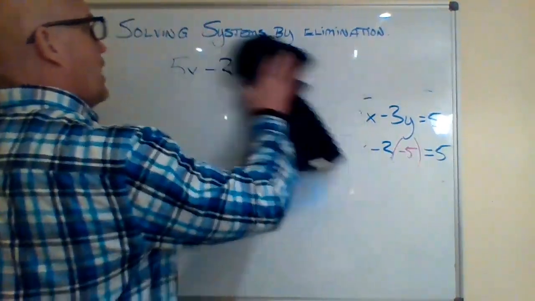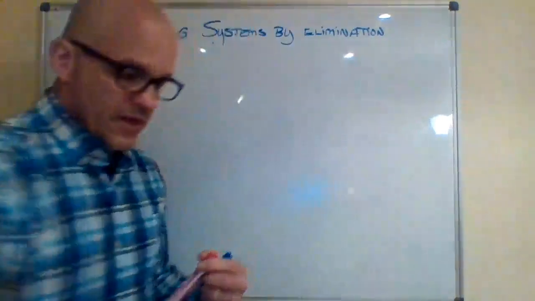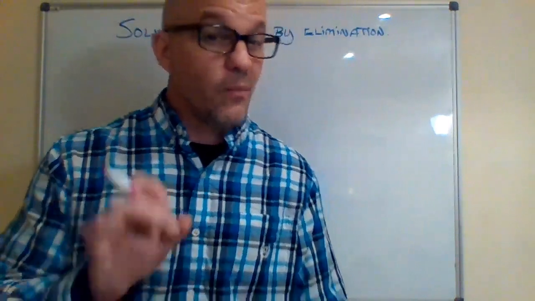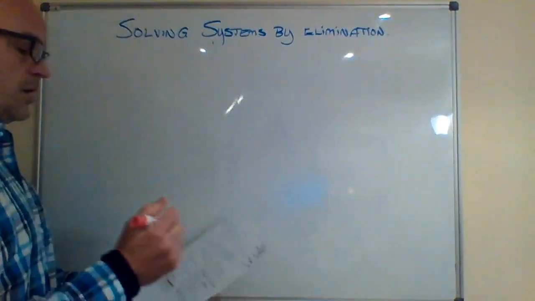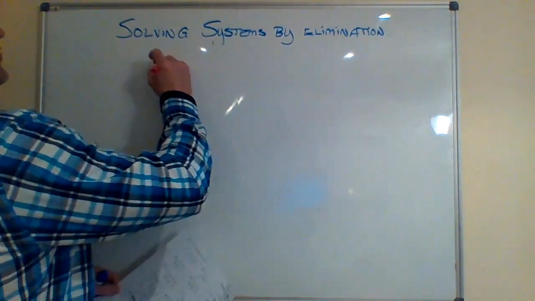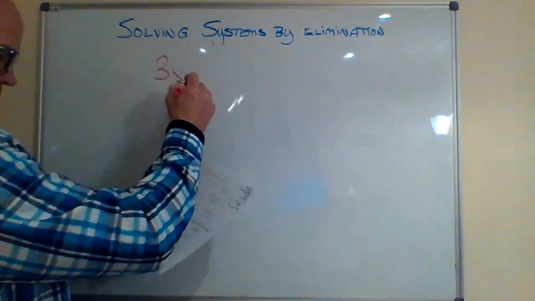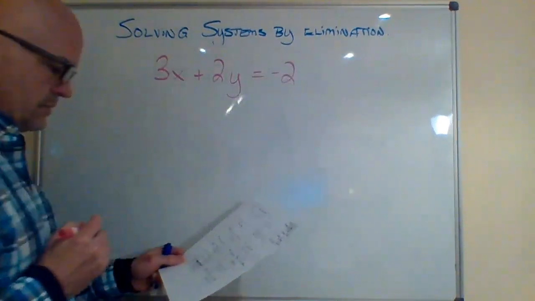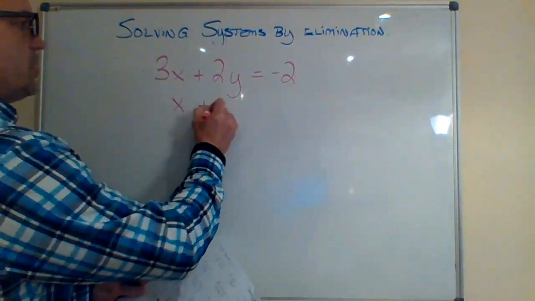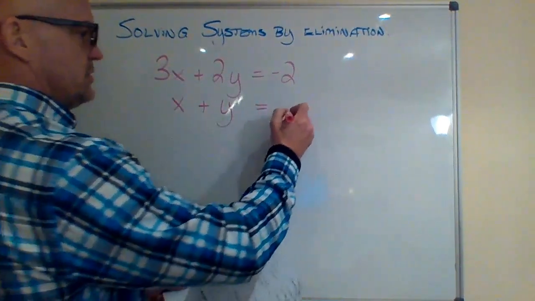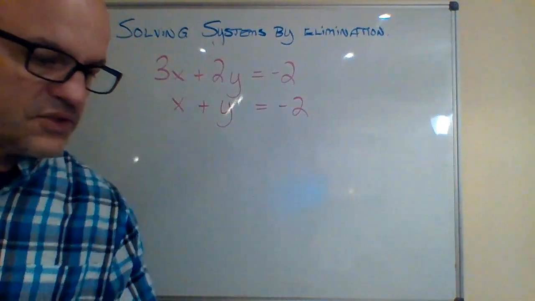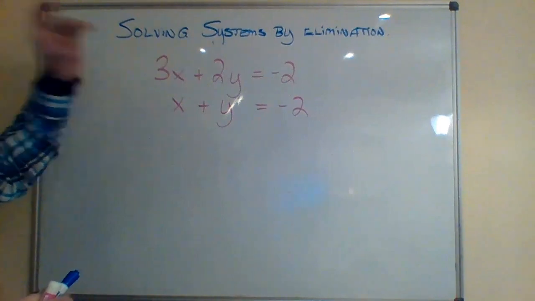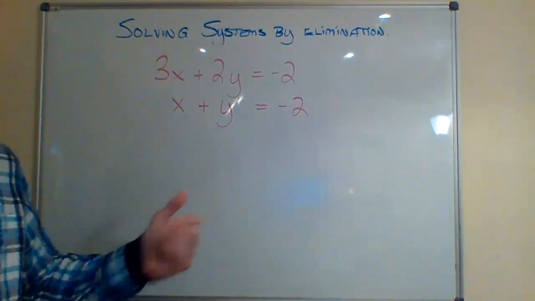Now, sometimes you get equations and they don't even have the same coefficient. So we're going to have to multiply by more than just a negative. So my third one, I have 3x plus 2y equals -2. I have x plus y equals -2. So I want to solve this guy. The only thing is, if I try to eliminate this, adding those together accomplishes nothing.